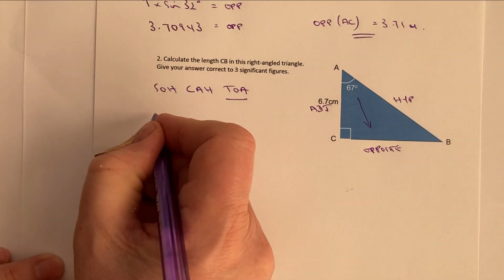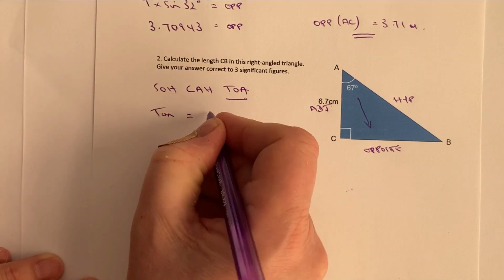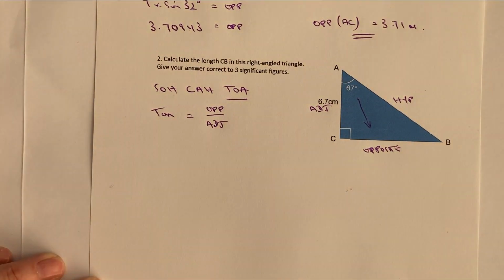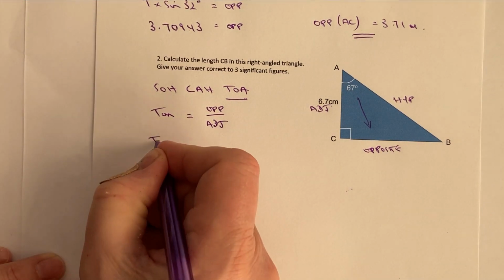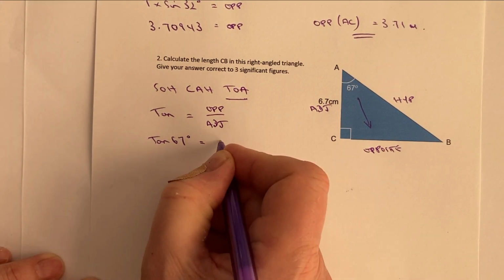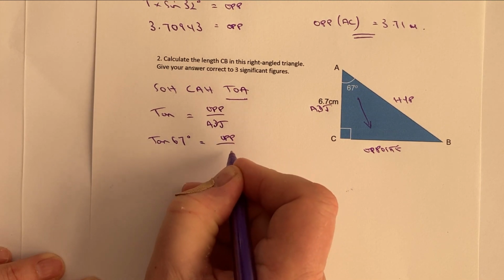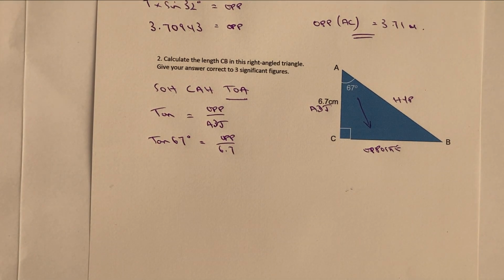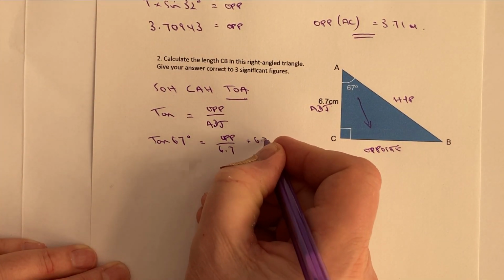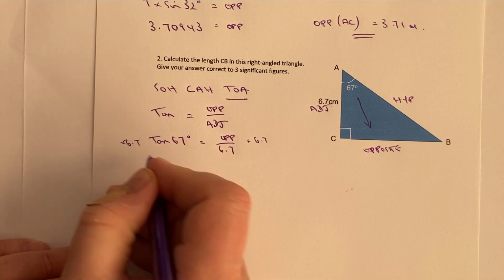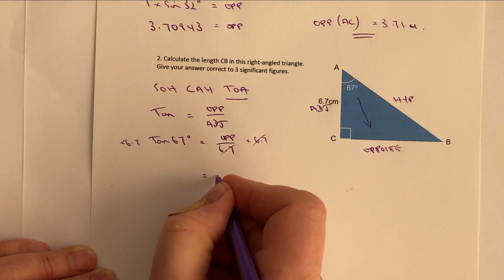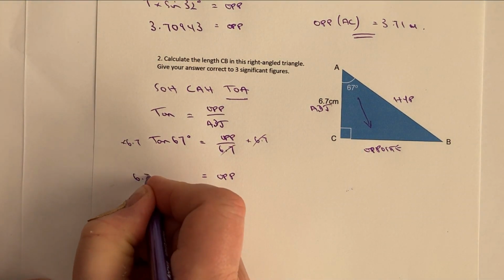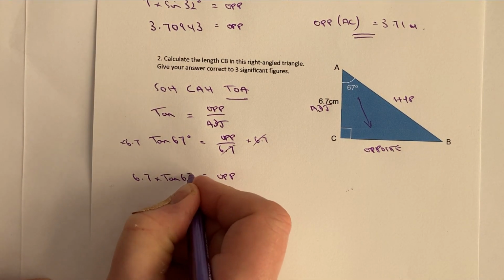Okay, so it's going to be tan equals opposite divided by adjacent. Okay, so let's plug in some numbers. The tan of 67 degrees equals the opposite, which is the bit I'm looking for, and the adjacent is 6.7. And as I did before, I multiply both sides by 6.7. Okay, times 6.7 there. Get rid of that. That's absolutely fine. Just leaves me with opposite on its own, which is what I'm looking for. And then I've got 6.7 times the tan of 67 degrees.